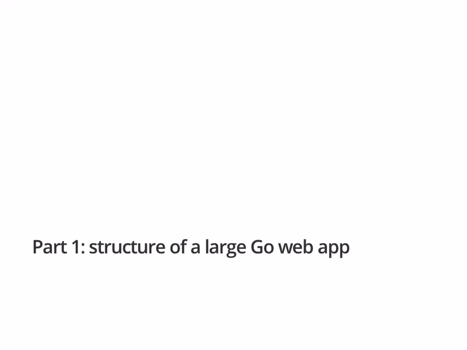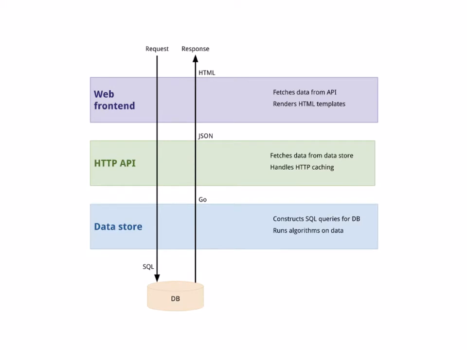And let's start out with the Go web app. So we're going to go through how we built our large web app in Go. And here's what the architecture looks like. The app has three layers: the web front end, which returns HTML, the HTTP API, which returns JSON, and the data store at the bottom, which runs SQL queries against our database and returns the results as Go structs or slices.